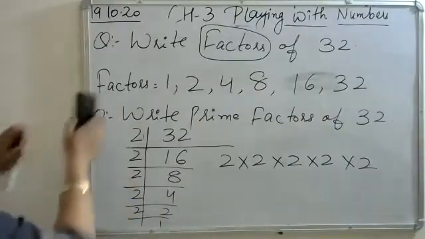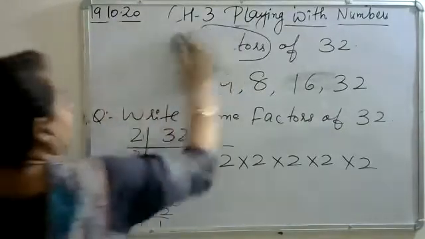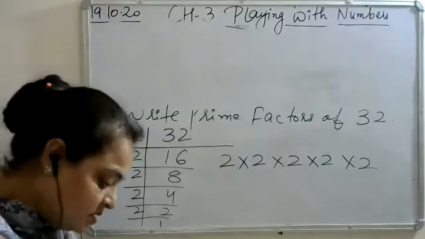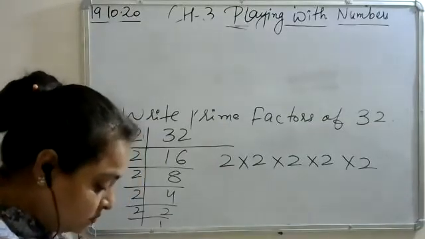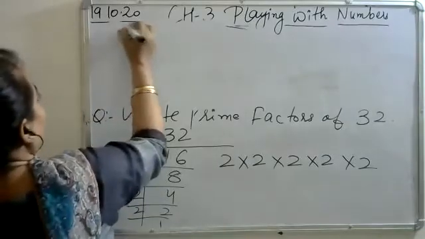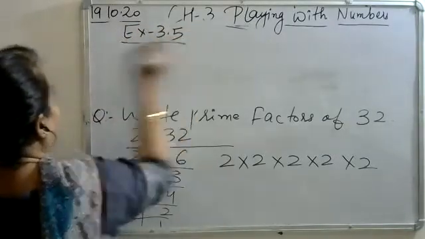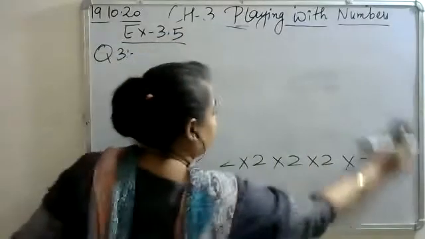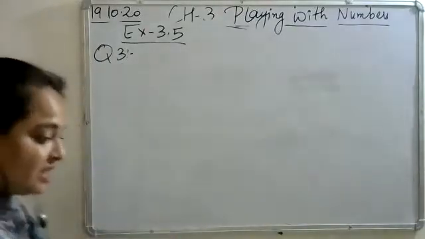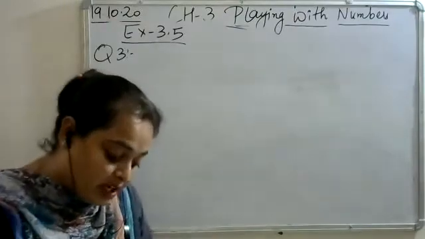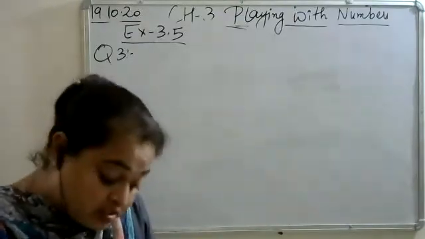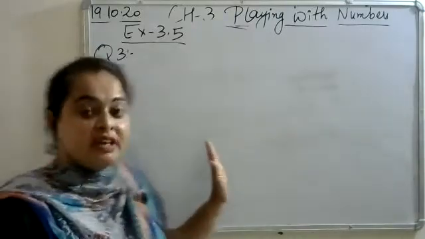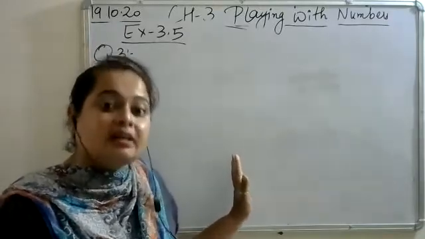Now come to the next. Come to the exercise 3.5, third question. Exercise 3.5, question number 3. As we have already done factors and prime factorization, now listen to the question very, very carefully. Which factors are not included in the prime factorization? I have just explained to you factors and prime factorization.